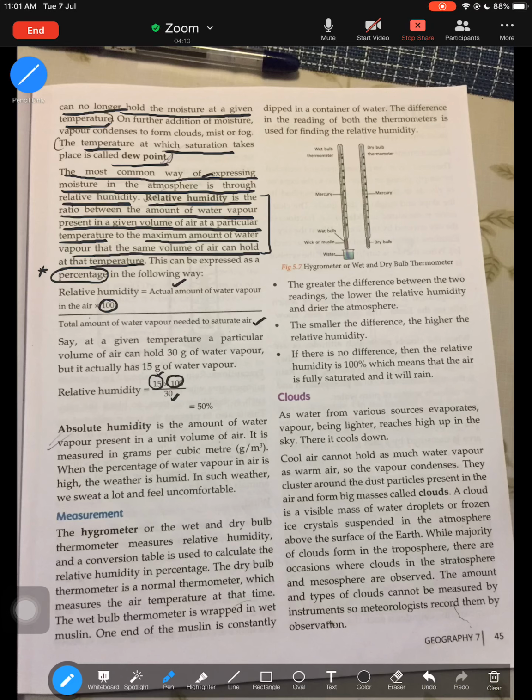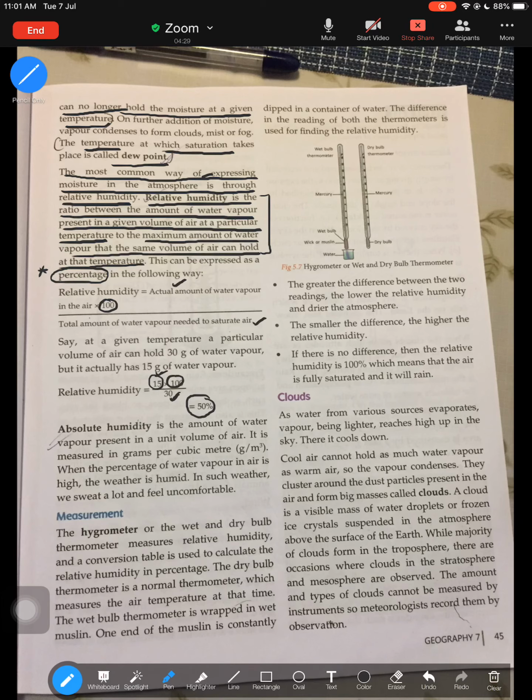The amount of water vapor present in the air now, into 100, divided by how much water vapor the air can actually hold, and it is always expressed in percentage. So that is how you define relative humidity. You must learn the definition along with the unit, that is percentage.